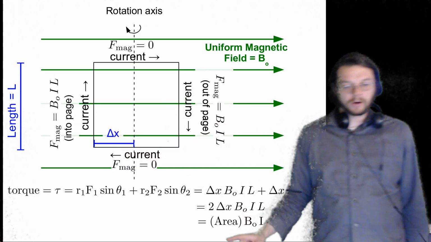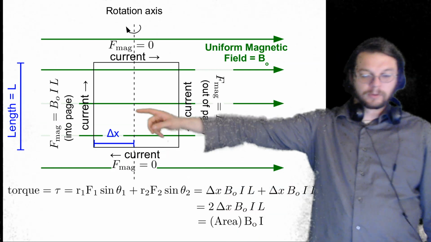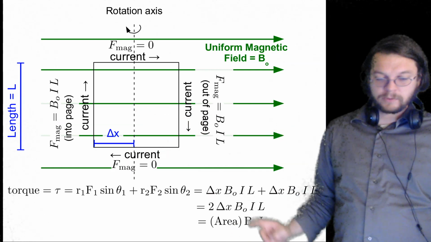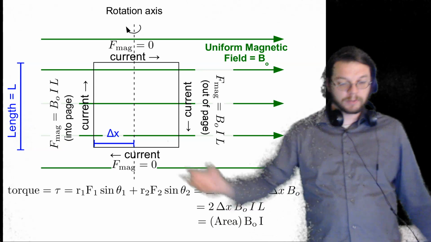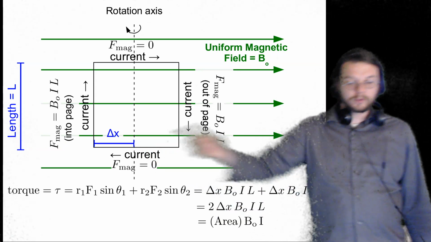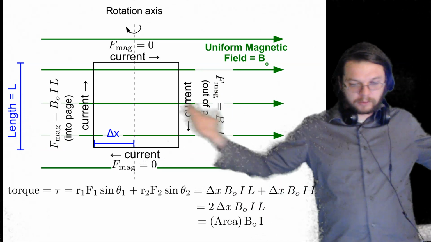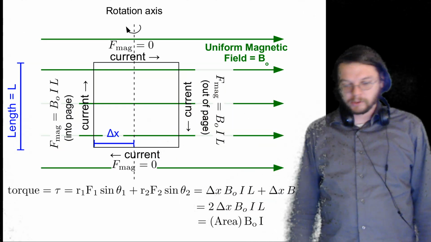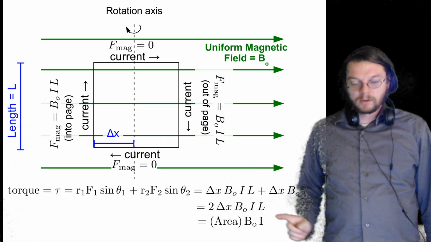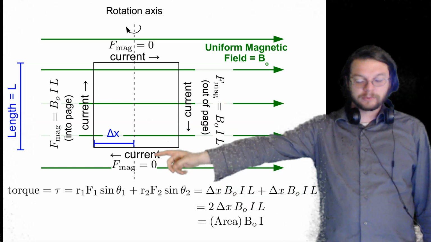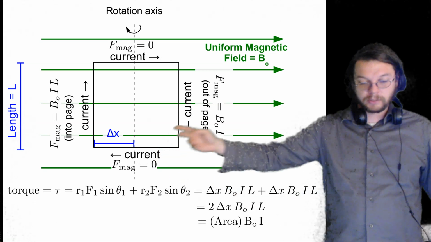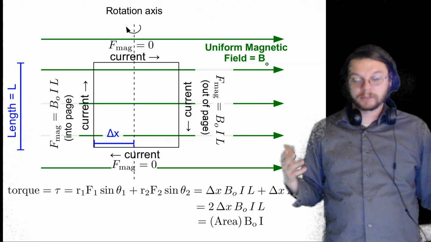And so you find that the torque is the area of the loop times the ambient magnetic field times the current. And that makes a lot of sense because the bigger the loop, the more the torque. For example, the bigger the electric motor, the more torque you're going to get out of it. The more current you pump through this loop, the more torque you're going to get out of it, which makes a lot of sense, right?